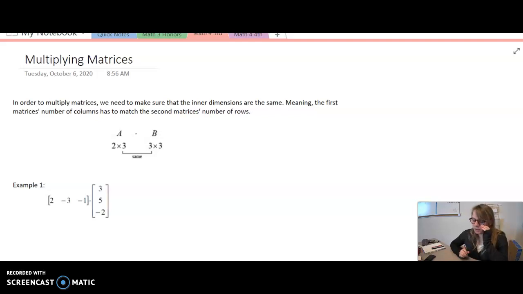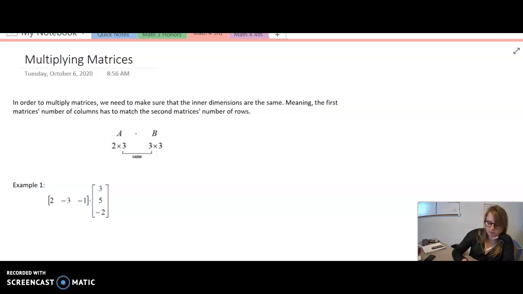Hi guys, today we're going to be talking about multiplying matrices. In order to multiply matrices, we need to make sure the inner dimensions are the same. So that's our first rule, to make sure that we are able to evenly multiply the matrices, meaning the first matrix's number of columns is the same as the second matrix's number of rows.